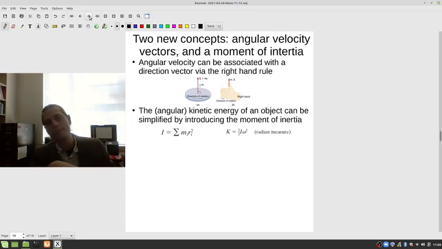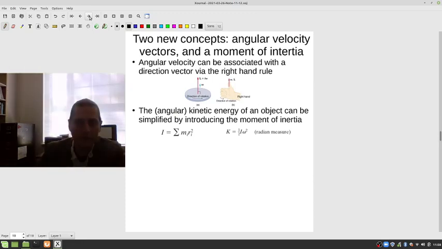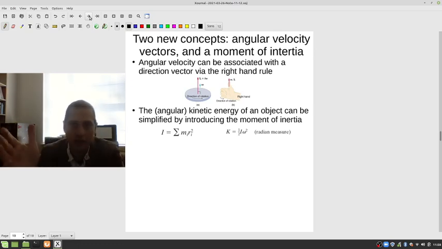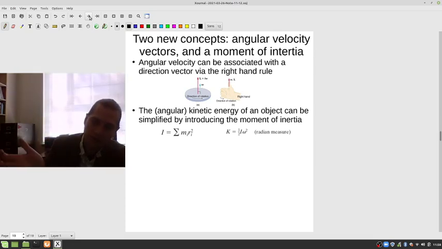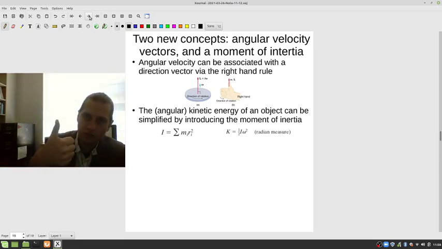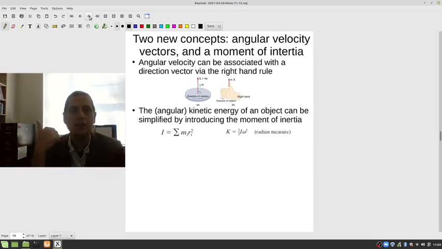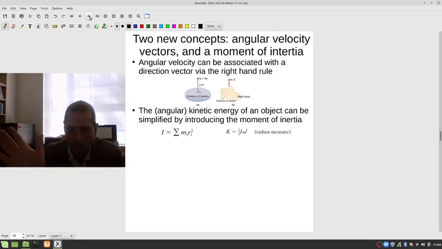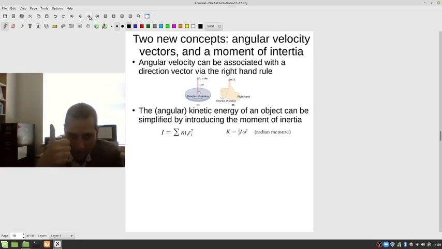Okay, so today, 2 ideas that we're going to introduce in this video. One is that of angular velocity vectors, and the other is moment of inertia. So angular velocity is just all about looking at, for your axis of rotation, what direction is my object spinning around, and then if you use your right hand, your thumb will point in the direction of the angular velocity. So we're going to represent that angular velocity as a vector, and you get it using your right hand rule.